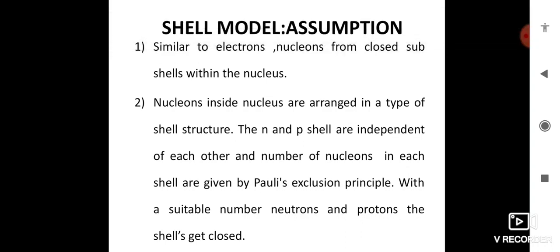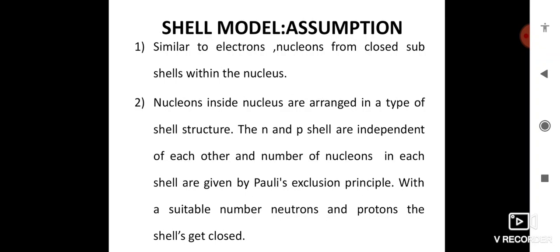Good morning, students. One of the important models is the shell model and its assumptions. Here, similar to electrons, nucleons form closed subshells within the nucleus. Nucleons inside the nucleus are arranged in a type of shell structure. It is called the shell model.